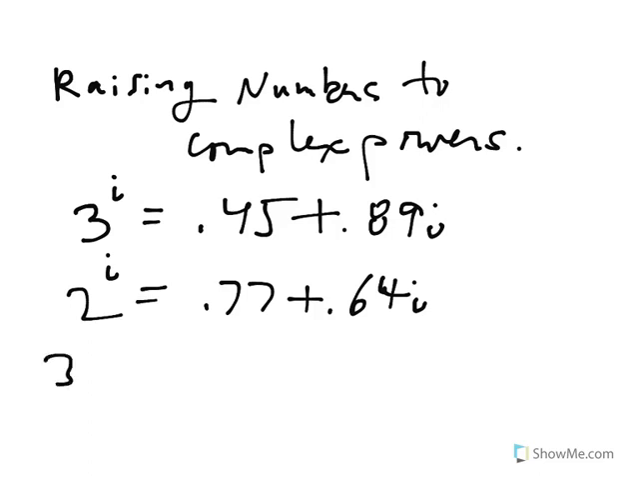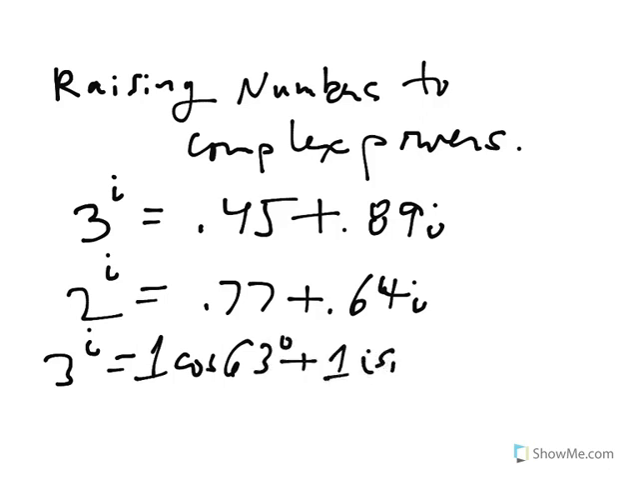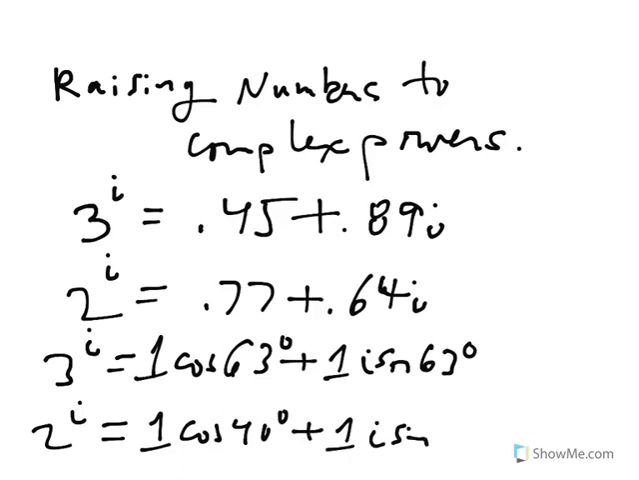Okay, maybe you thought to convert these into trigonometric form, and if you did, you would notice that it ended up being around 1 cosine 63 degrees plus 1 i sine 63 degrees, whereas 2 to the i ended up becoming 1 cosine 40 degrees plus 1 i sine 40 degrees. So one thing they seem to have in common is that the r value is 1 for both of them. But where does this angle come from?